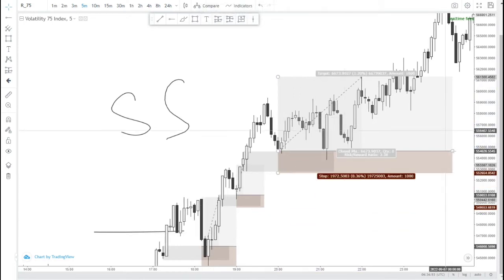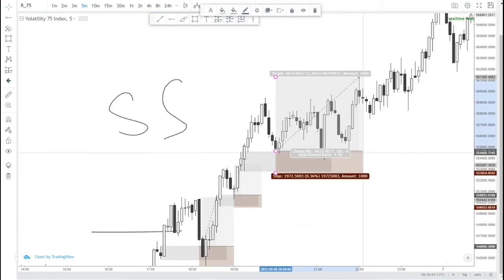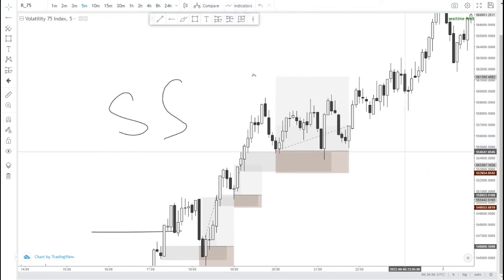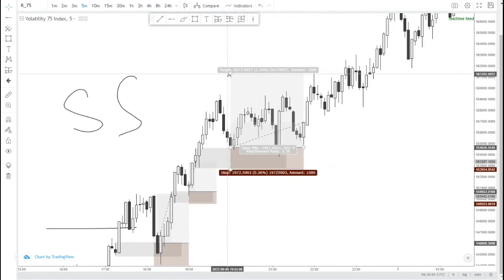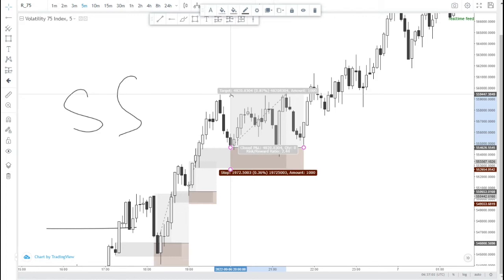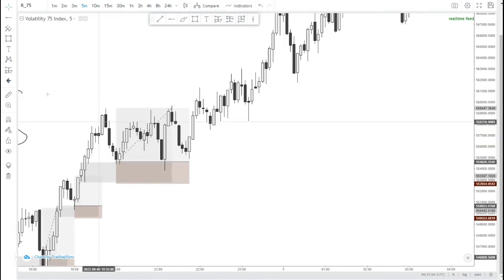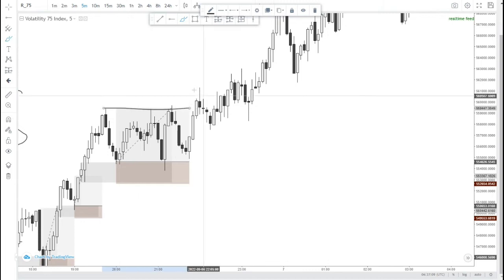SL below the zone, there, right? Boom. So we were looking to target this high here. Boom, third trade, one, right? Now, the same thing, we're looking for a break of this structure, which happened with this high here. Comes back down, doesn't reach our S&D zone.